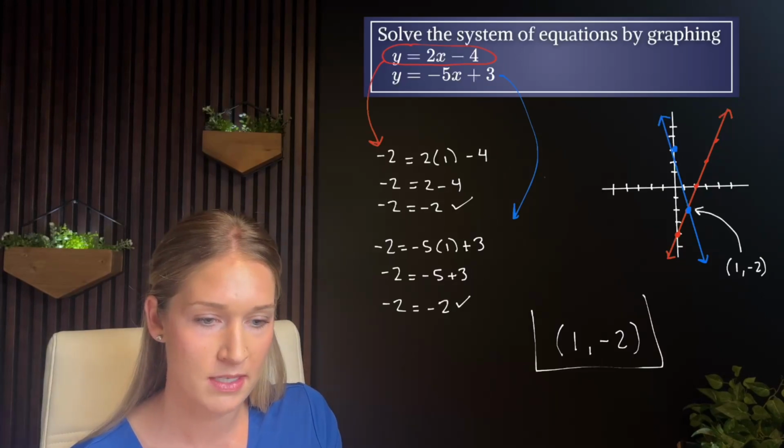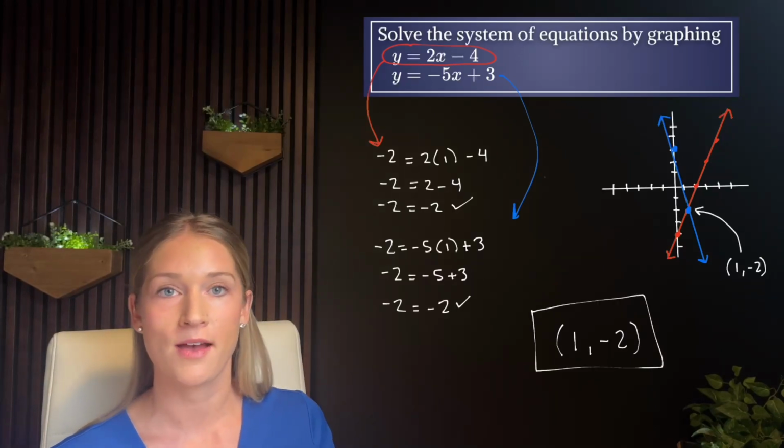So this is a solution to my system, meaning it is the point on the graph where the two lines cross.